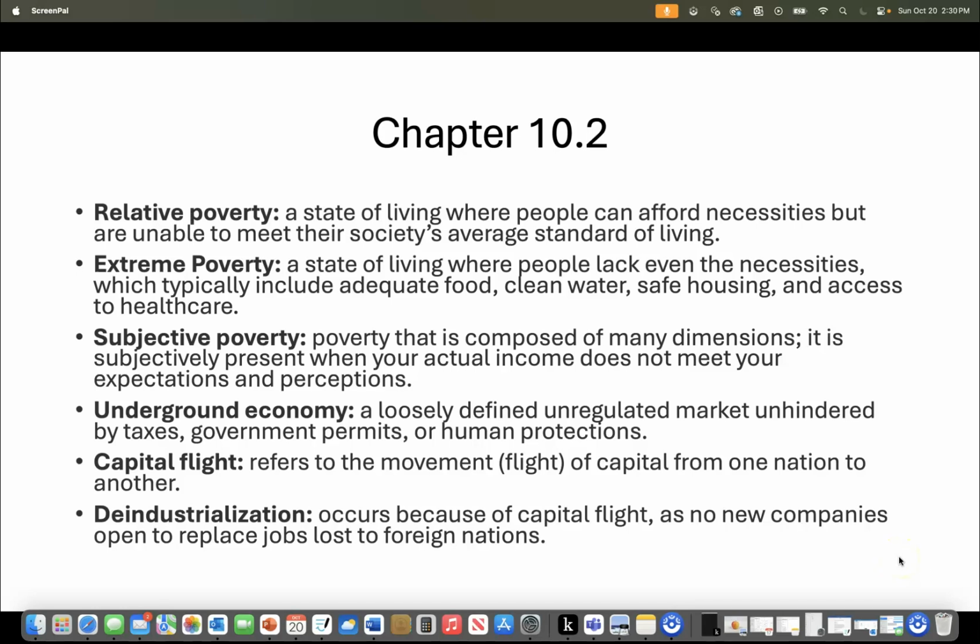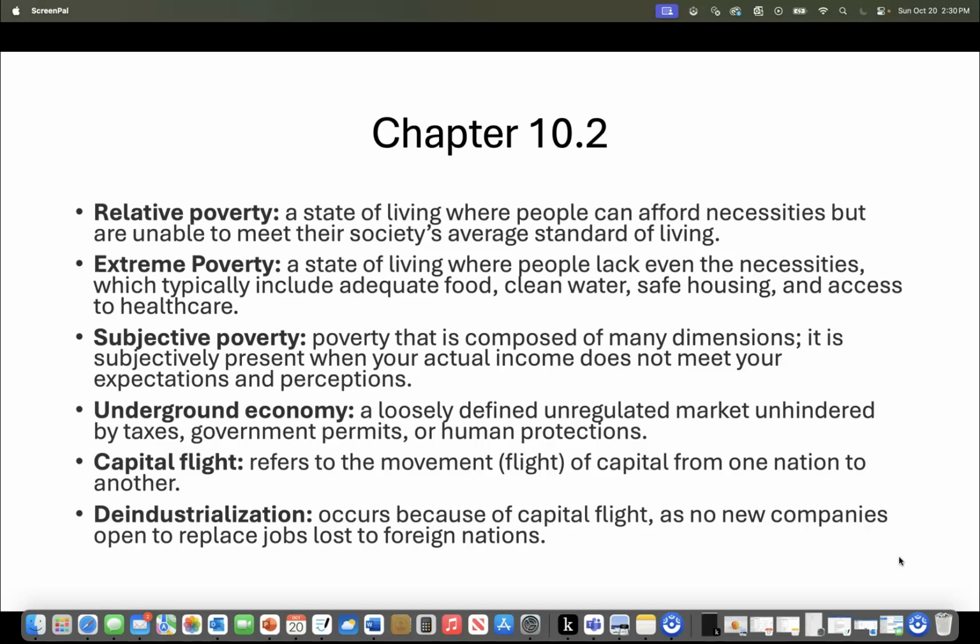Hey guys, I'm back to talk to you about really uplifting things like poverty and deindustrialization. I know, it's not the funnest week. But here we are going through more of our first two sections of chapter 10. Like I said, you do have to read the whole thing, but we're not going to be doing anything in the theory land in this class.